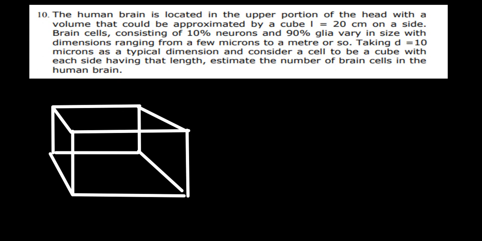Then we have also been told to consider a few micrometers. So taking d microns as a typical size, consider a cell to be a cube with each side d. Also considering the brain, this is like the brain that we've drawn, but now also considering a cell to be a cube. So let's draw a cube for a cell. Let's say this is our cell, quite small because it's just a part of that brain we're talking about.